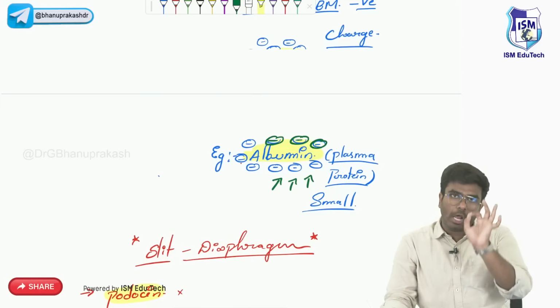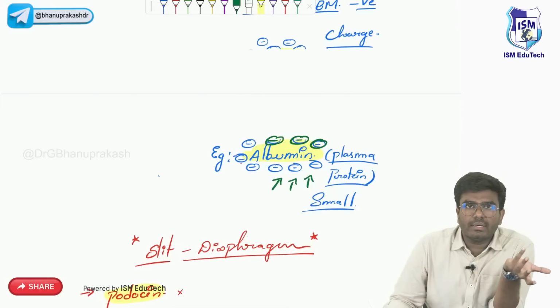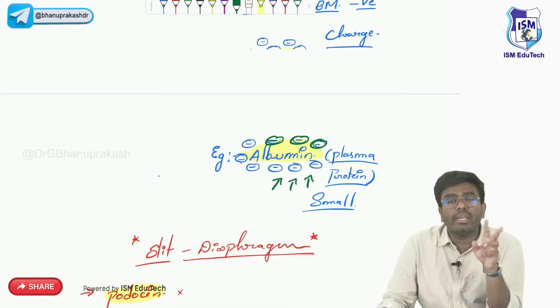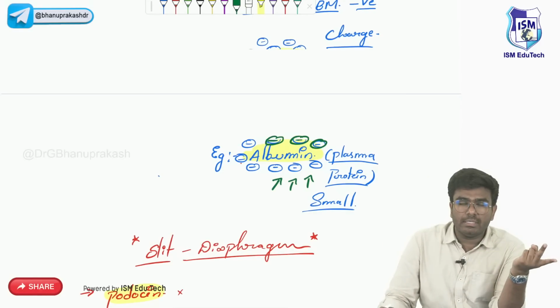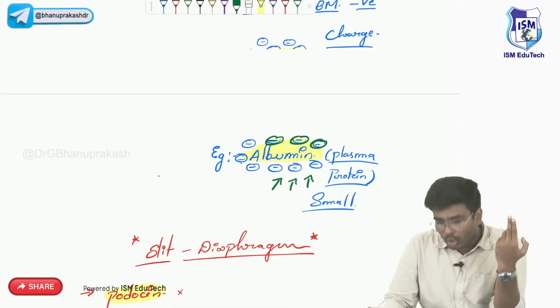Albumin molecule, albumin protein, the plasma protein is negatively charged. Now, why is it not getting filtered? It's because it's negatively charged. The glomerular basement membrane is also negatively charged. So negative charge will repel the negativity. So, in a normal healthy person, albuminuria is not seen.